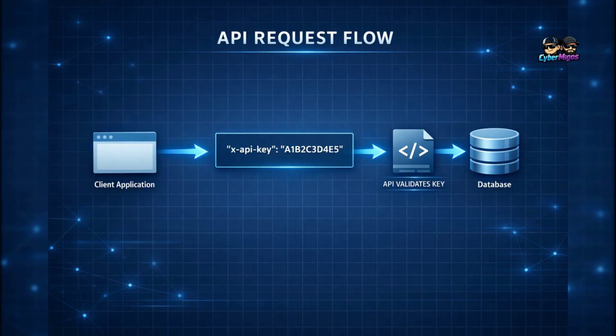API key authentication works by sending a secret key with every API request. The key acts like a password for the application. When a request reaches the server, the API checks the key to confirm that the request is allowed. If the key is valid, the server processes the request. If the key is missing or invalid, the request is rejected.